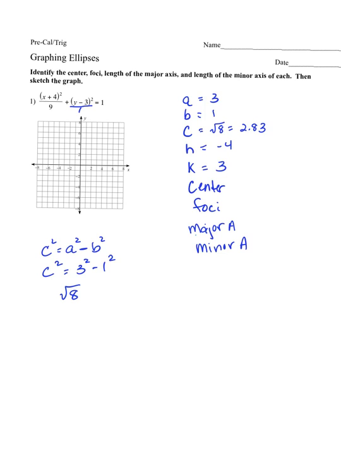And now you go to your formula sheet and you find the rest of everything you need. So the center is -4, 3. The foci, if you look at the equation, the bigger number is under the x, which means it's horizontal. And the equation for the foci is h plus c comma k and h minus c comma k.